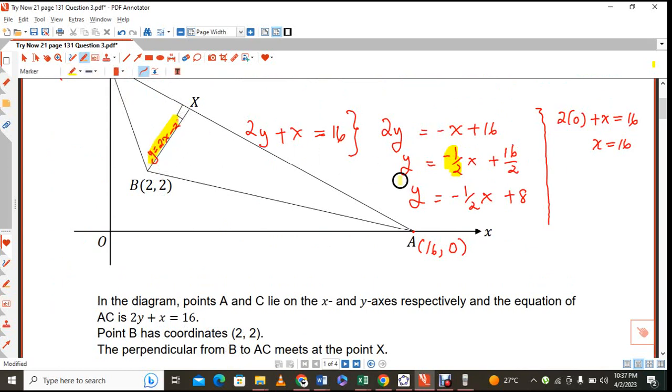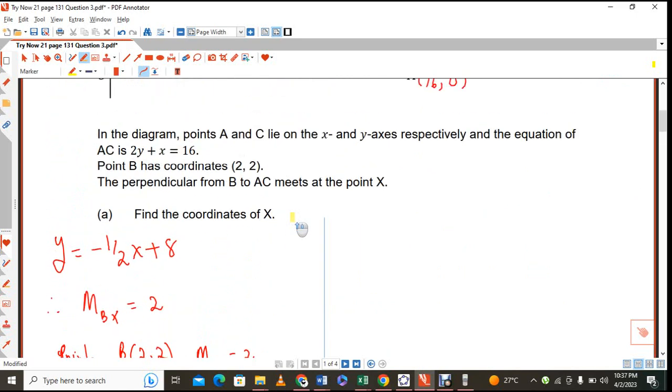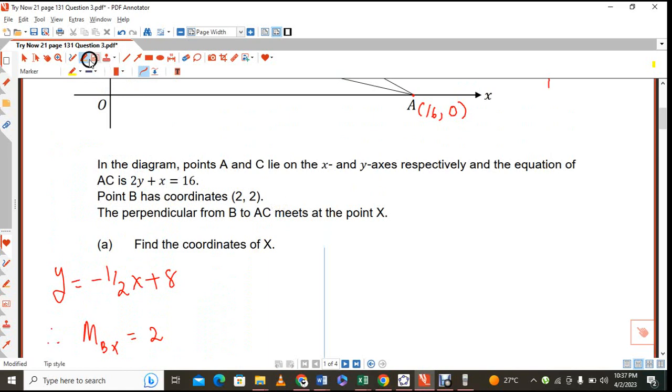I have this equation here, and I have this equation here. I can equate them in order to find the value of x and the value of y. Okay, so I'm going to do that over here. The equation is 2x minus 2 equals negative a half of x plus 8. I equate these two equations in order to find the x value. Okay, terms containing x to one side and terms containing the constants to the other side.